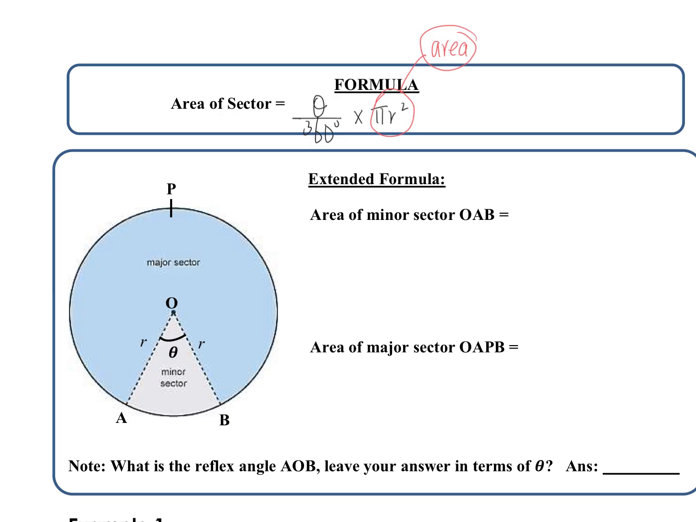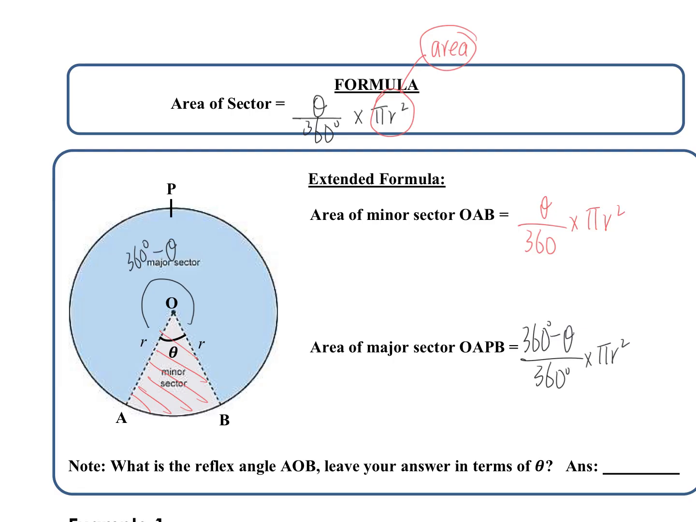Okay, so if I want to find area of the minor piece, this one, it will be theta over 360 times pi r squared. What if I want the big piece? How to find the big piece? 360 minus, 360 take away the angle here, so you get this one. Then over 360 times pi r squared.